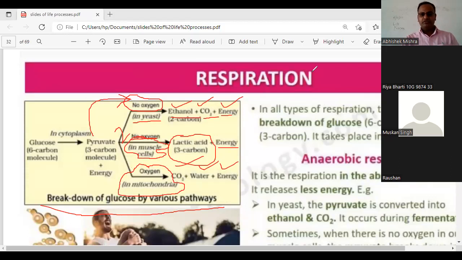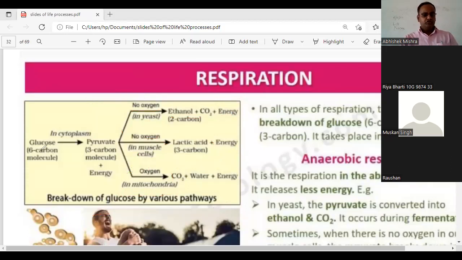Once again, I am going through this. There are 3 pathways. The universal step is glucose getting converted into pyruvate. This occurs in all types of cells because of the presence of the cytoplasm, and this step is called glycolysis. From here, we get 3 pathways. First, no oxygen, which occurs in yeast, where alcohol, CO2, and energy are formed. Then in our muscle cells, where we should say insufficient oxygen, lactic acid and energy are formed. And finally, in the mitochondria, in presence of oxygen, that is aerobic respiration, where CO2, water, and energy are formed.